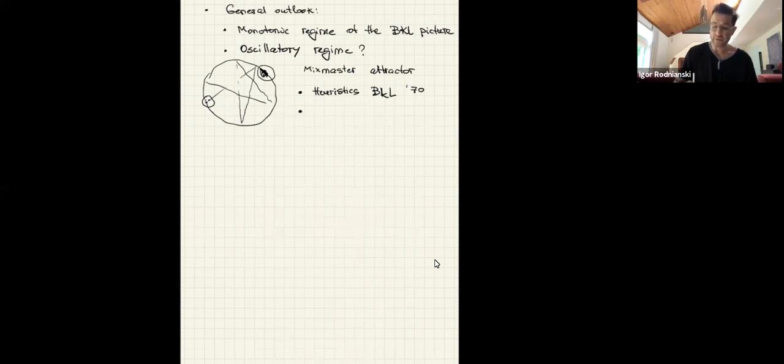There has been a ton of numerical work, and there have been a few rigorous works under assumptions of symmetry. Again, I'm talking about the oscillatory regime, rigorous results. But there are no results without symmetry, only with symmetry. There's a lot of work, so I'm not going to be able to mention all the people involved. Let me just mention a few important results in this direction.